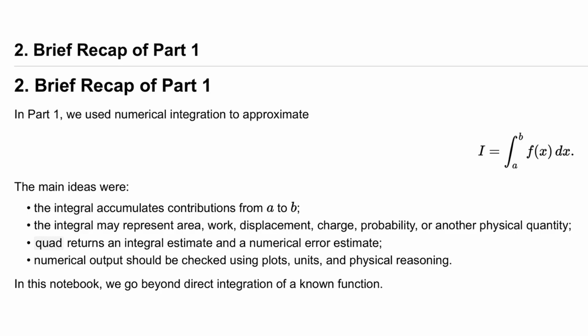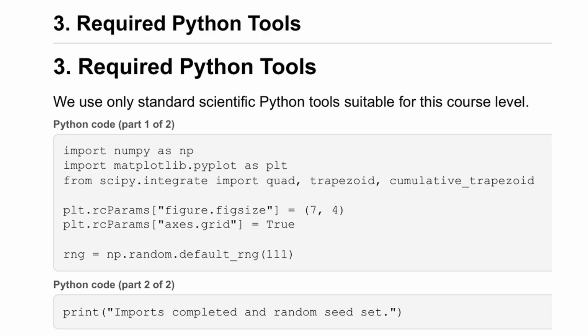Let us briefly recap what we covered in Part 1. We defined the integral as an accumulation of contributions over an interval, representing quantities like work or displacement. We also saw that the SciPy quad function provides both an estimate and an error bound, but we must always validate these results ourselves. To get started, we need our standard scientific Python toolkit.